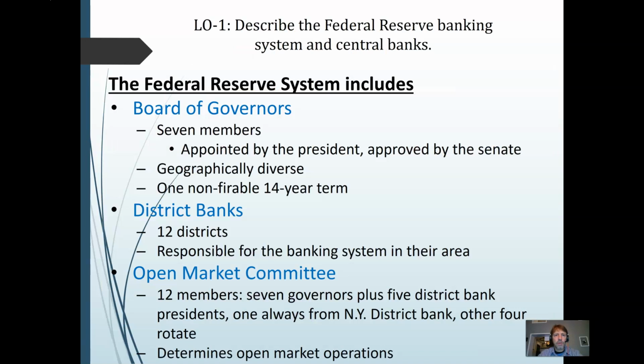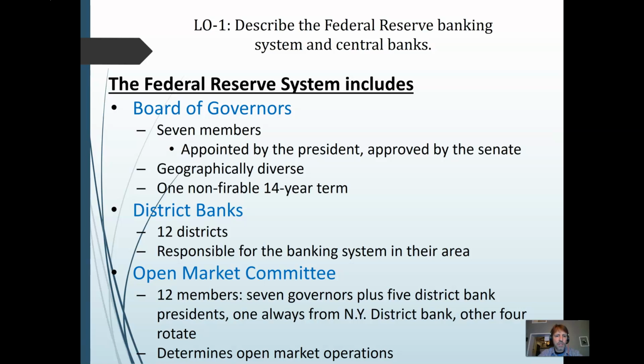So the Federal Reserve System has a Board of Governors. 7 members make up that Board of Governors, appointed by the president, and the chair is also an appointed position by the president. You've seen that they're geographically diverse, and the 7 board members have a non-fireable 14-year term. So the chair is appointed for a 4-year term, but the Board of Governors, these 7 members, have a non-fireable 14-year term.